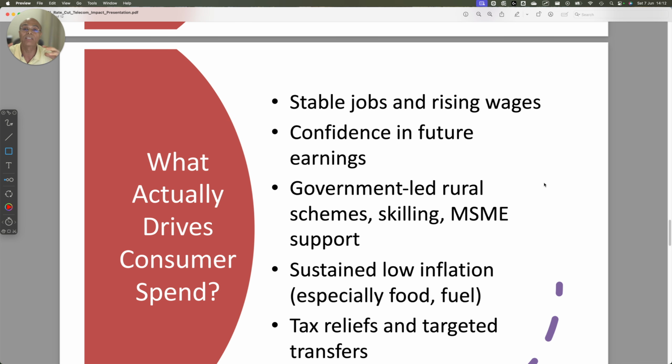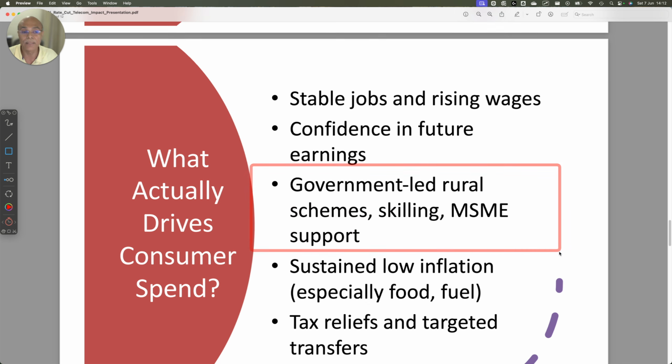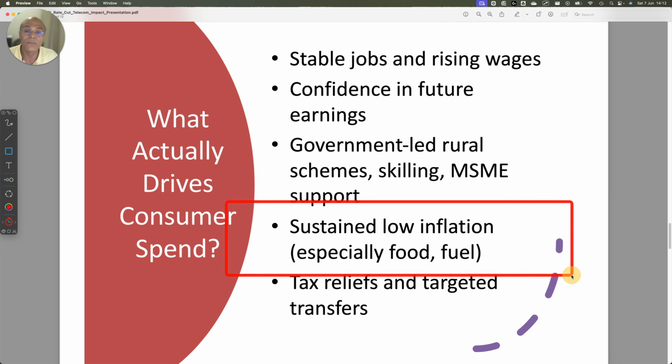So therefore, structurally, your economy has to be strong. You have to cut wasteful expenditure. We shouldn't waste money on BSNL, which is not working, or should spend money more efficiently. At least get something done from the funding that you're providing, rather than just making marketing claims. We need to be more mindful that whatever we do is done in an optimal fashion. Government-led rural schemes like skilling, MSE support, sustaining low inflation, especially in food.